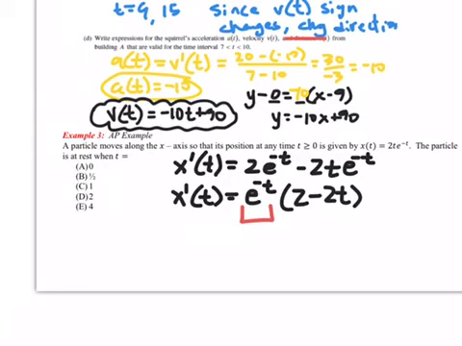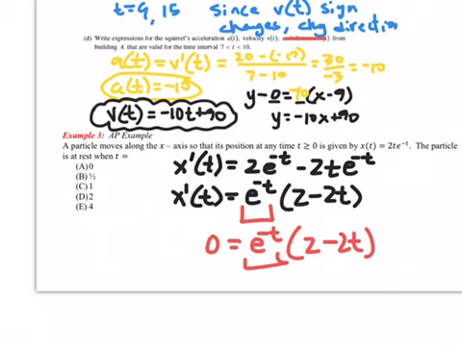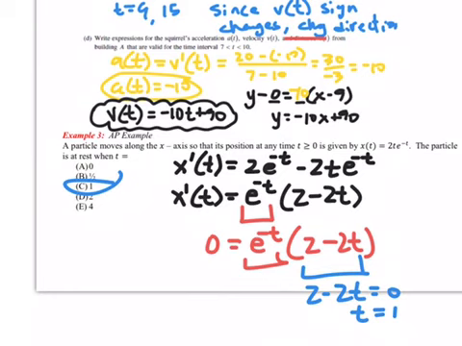So if I want to know where this particle is at rest, I want to know where the derivative equals 0, which clearly this cannot ever equal 0. So all I want to know is when this could equal 0. So 2 minus 2t would equal 0 when t equals 1. So it looks like C is our answer. The particle will be at rest at time t equals 1.